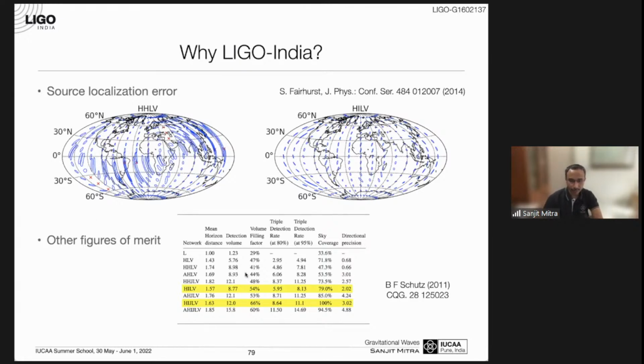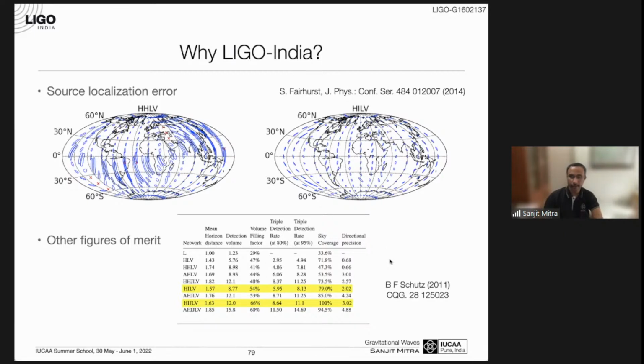There are many other figures of merit, which I mentioned, like the horizon distance overall increases, because if you have more detectors, you have more reach, and the overall sensitivity in a given direction increases. Then the detection volume increases. I showed that spherical detector volume earlier, but in practice, since the detectors are not sensitive equally in each direction, that volume is not really spherical. It has some distortions. With another detector, that improves, it becomes more symmetric, and the reach increases, so it becomes much bigger. And then there are many others, for example, the triple coincident detection.